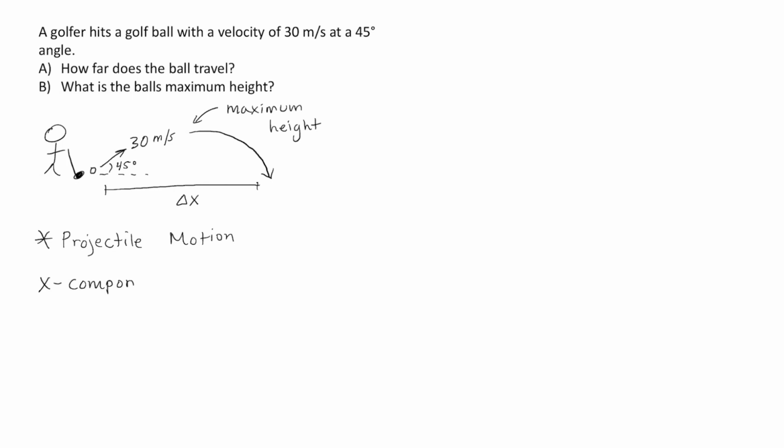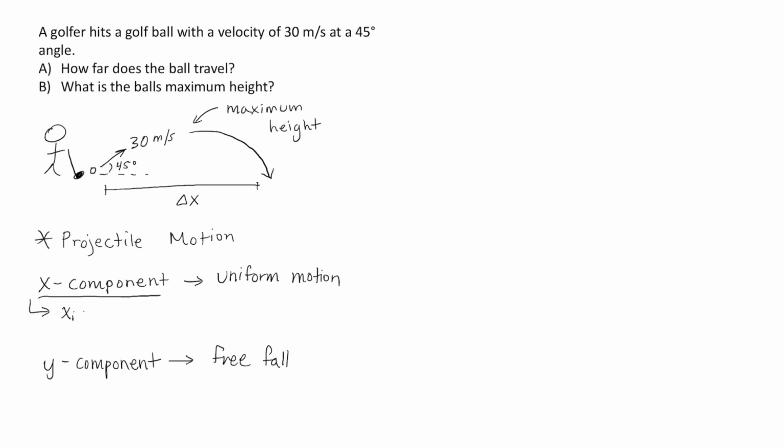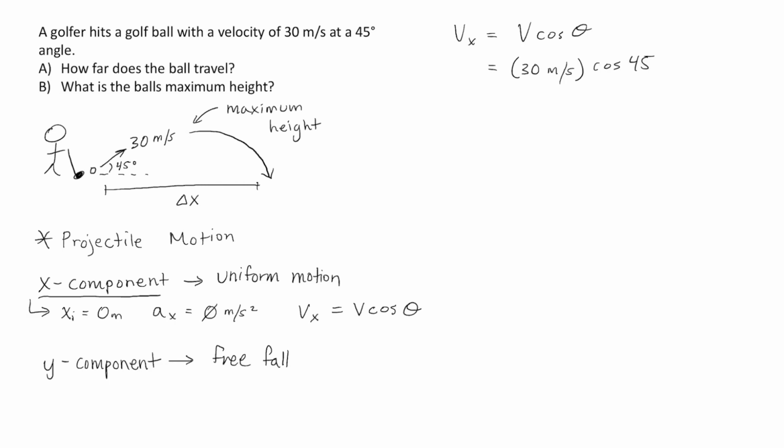And that means we need to consider the x component, which is uniform motion, and the y component, which is free fall motion. Starting with the x component, we can say that the initial position, xi, was 0 meters, and because this is uniform motion, the acceleration for the x component is 0. Now we can also figure out the velocity for the x component, since Vx is equal to v cos theta. All we have to do is plug in our values and solve for Vx. And what we find is the velocity in the x component is 21.2 meters per second.